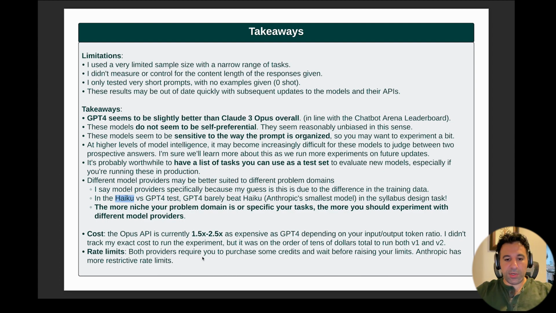Rate limits, just be aware of them when you're running these experiments. Both of these providers require you to purchase some credits and wait, I think, 7 days before you could run a lot of requests per minute or tokens per minute. You could check their respective pages for more info on that. But Anthropic in general has more restrictive rates. If you try to use Google too, there's some code in there to generate responses for Google as well, but their rate limits were way too restricted for me to run the experiment with them.